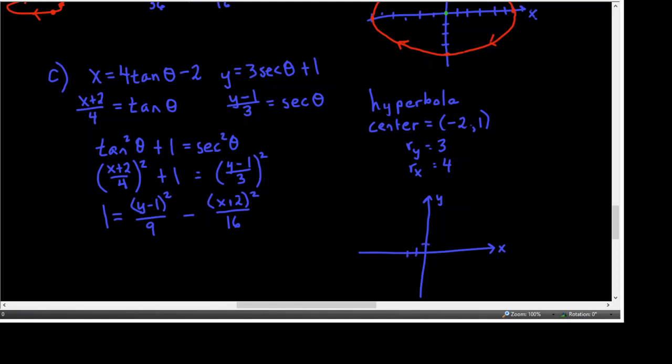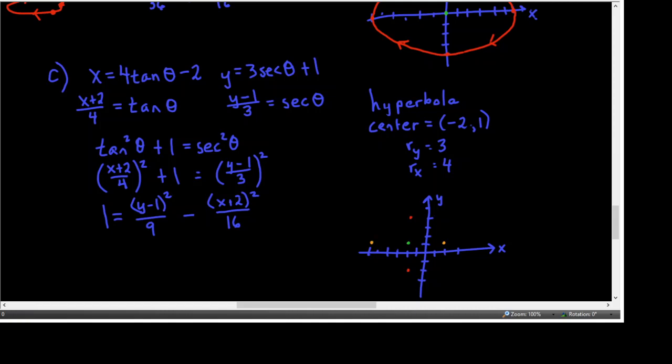Okay, so just give myself some marks on the axes. Okay, so the center is at -2, 1. The y-radius is 3, so I'm going to go up 1, 2, 3 from the center and down 1, 2, 3. The x-radius is 4. So from the center I'm going to move right 1, 2, 3, 4 and left 1, 2, 3, 4.